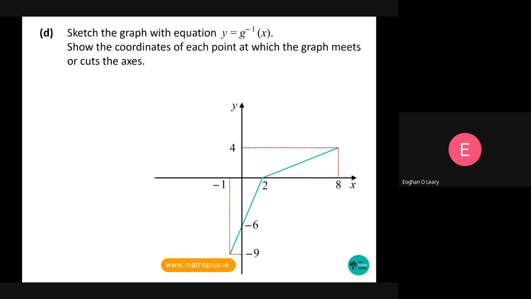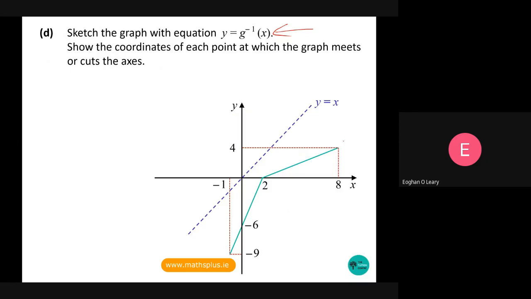Now, the last part, some students will know what to do here and others might not be sure. Because what you had to do was show the coordinates of each point at which the graph meets or cuts the x-axis. So that's of the inverse, g inverse x. So you might be saying to yourself, how am I going to do this? But remember, if you don't know what to do, use what you know. You're asked for the inverse function.